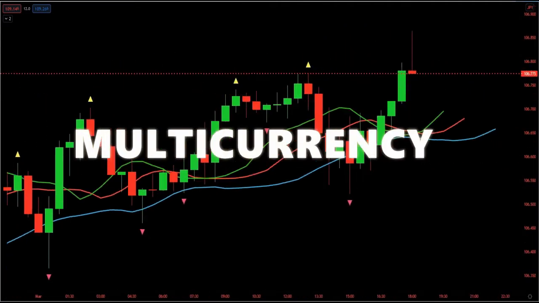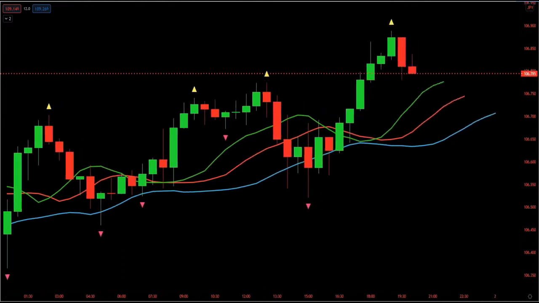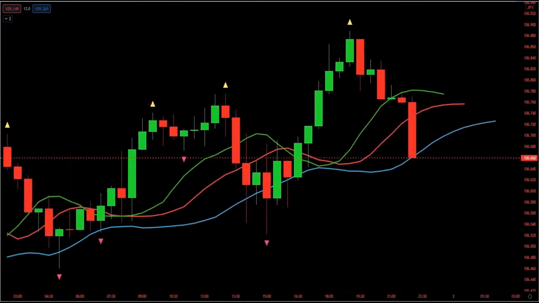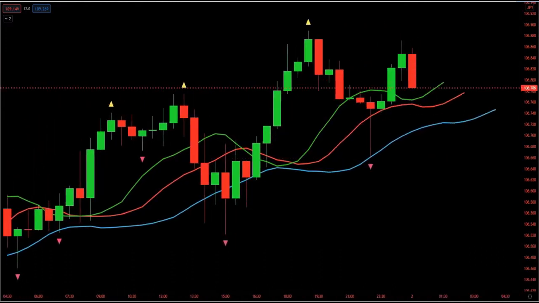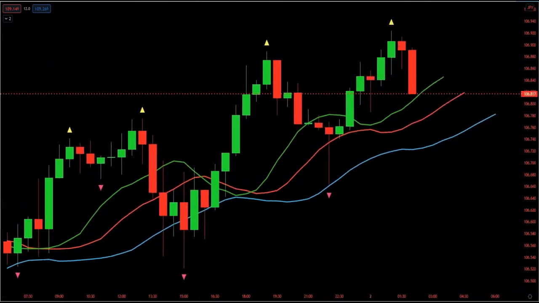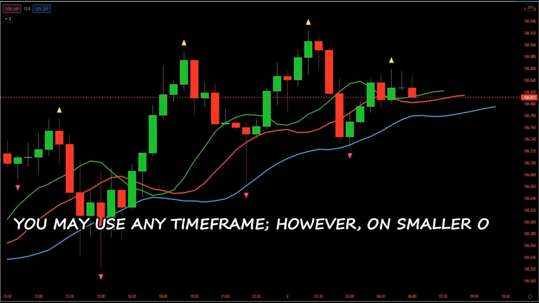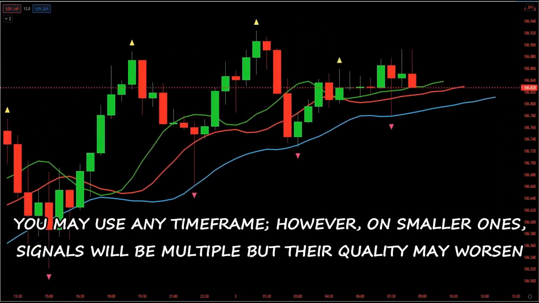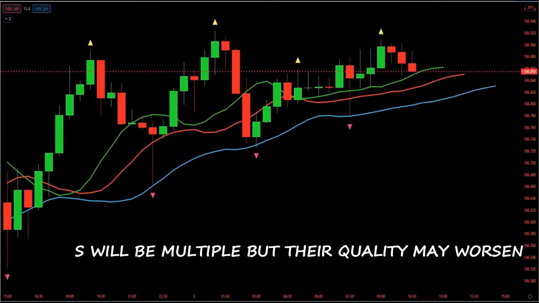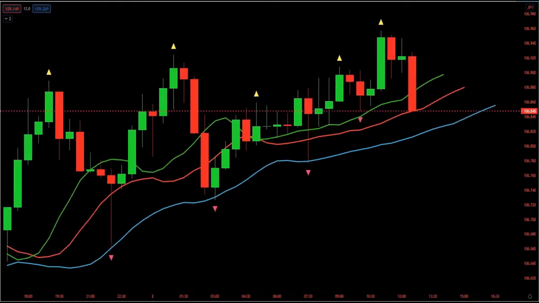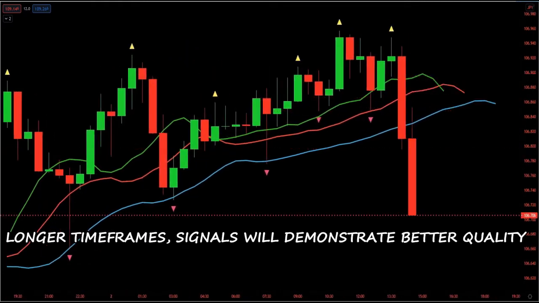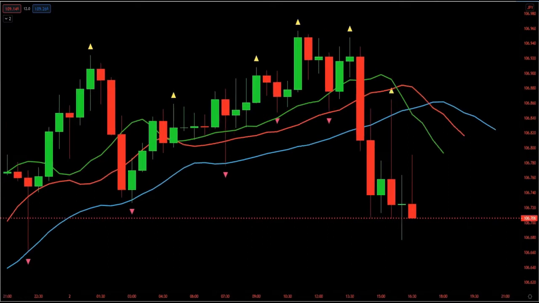This strategy is multi-currency, however, observations show that it works better on instruments with a small spread, such as most basic currency pairs and metals. With high volatile instruments, it may give false signals. You may use any time frame, however, on smaller ones, signals will be multiple but their quality may worsen. In 1 hour and longer time frames, signals will demonstrate better quality but appear more rarely.